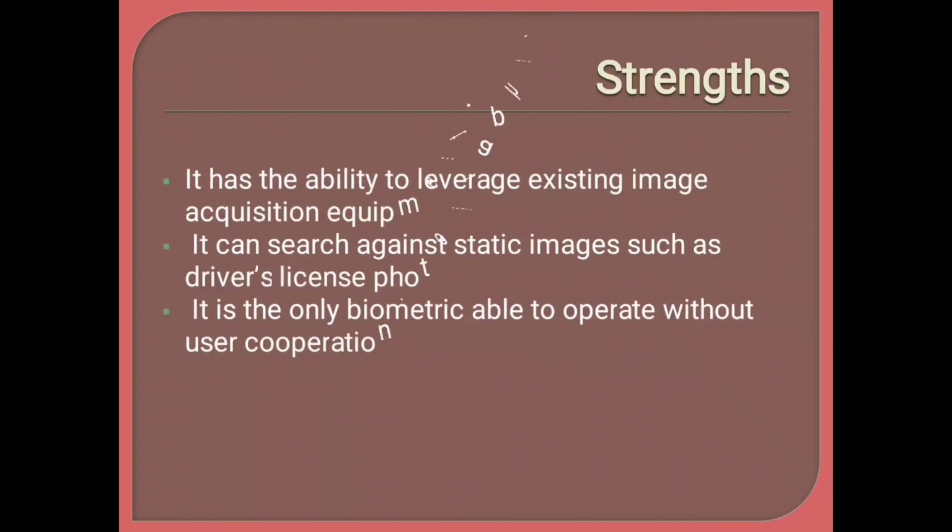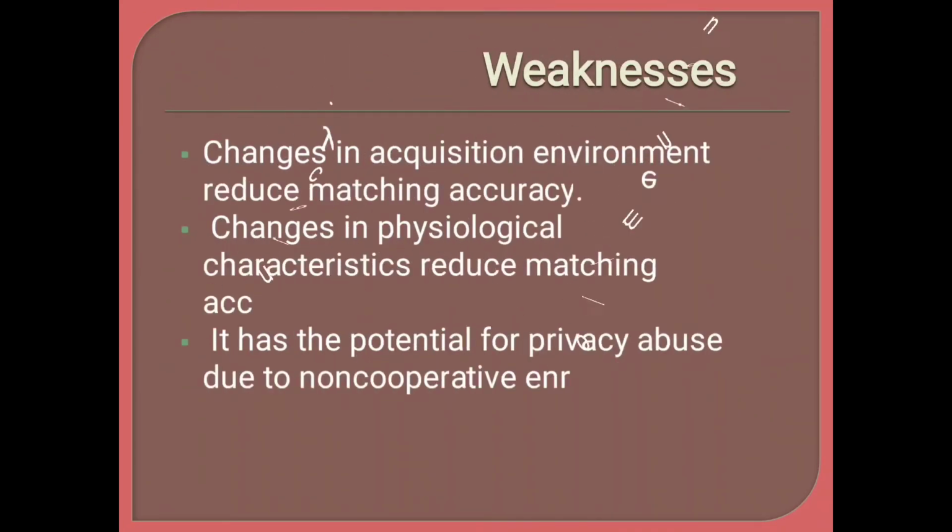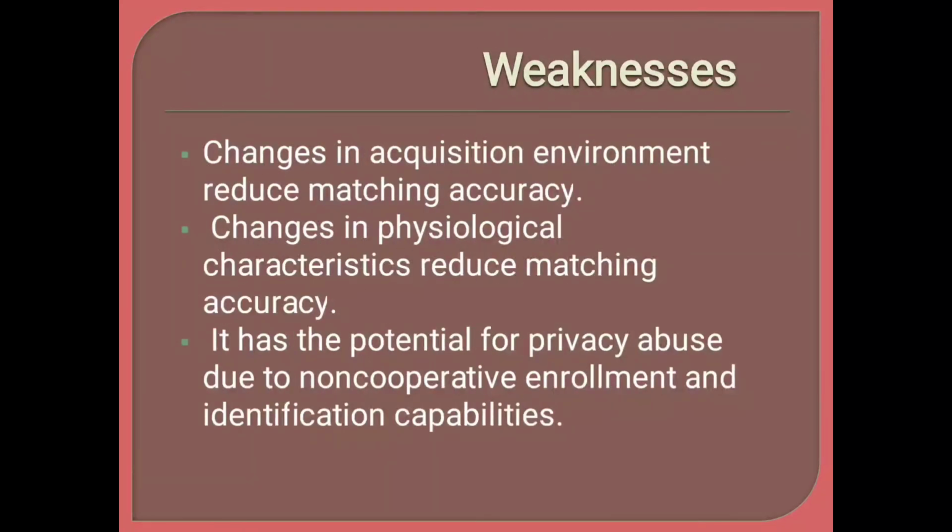It has the ability to leverage existing image acquisition equipment. It can search against static images such as driver's license photographs. It is the only biometric able to operate without user cooperation. These three are the strengths of facial recognition. The weaknesses of facial recognition are that changes in acquisition environment reduce matching accuracy, and changes in physiological characteristics reduce the matching accuracy. It has the potential for privacy abuse due to non-cooperative enrollment and identification capabilities.